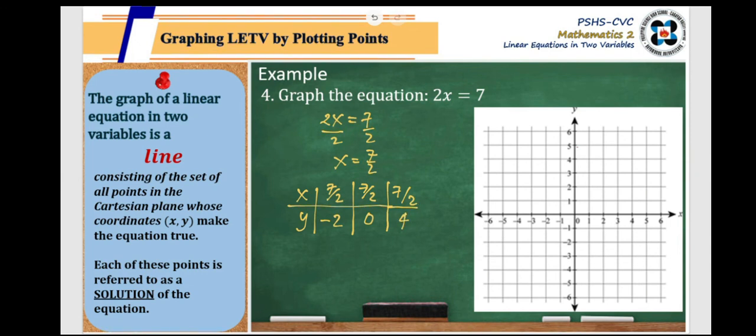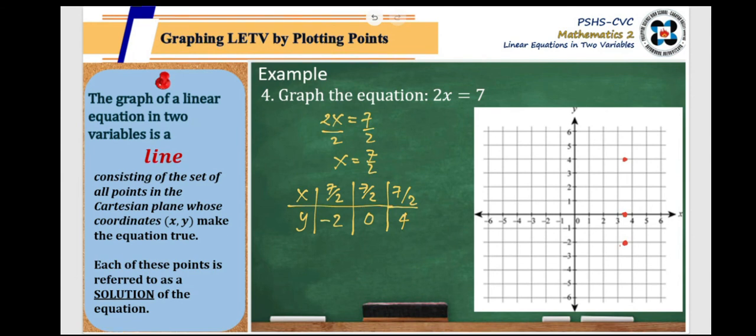After that, we plot the 3 points. So we locate this point. So this is the point 7 halves, negative 2. Another point is 7 halves, 0. So it's a point located on the x-axis. Next, our third point is 7 halves, 4. And that point is found here.